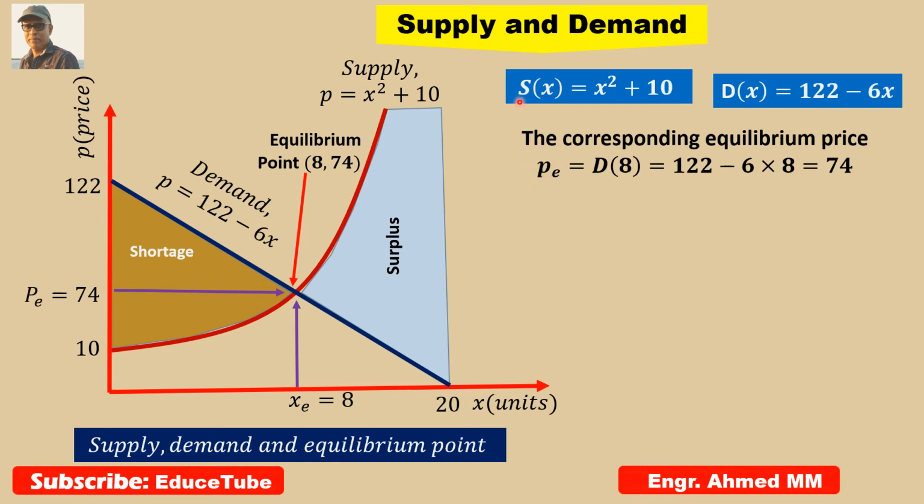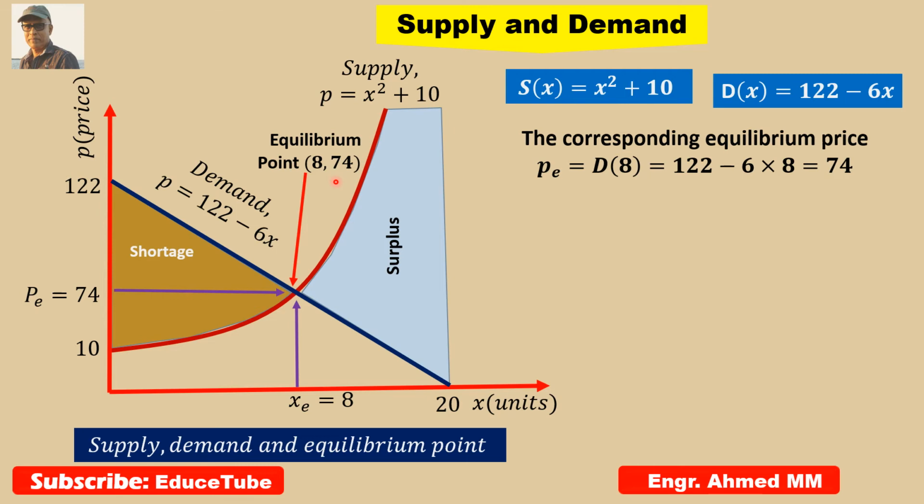Because we know P equals this, supply equal to demand. Already we have seen this equation in the previous slide. So PE equals this demand function. We put the value x equal to 8 here and here. So easily we found this, 74. So right away it is replaced here: P equal to 74. So we know x equal to 8, P equal to 74. So we know now the equilibrium point is (8, 74). So it's nicely we got it.